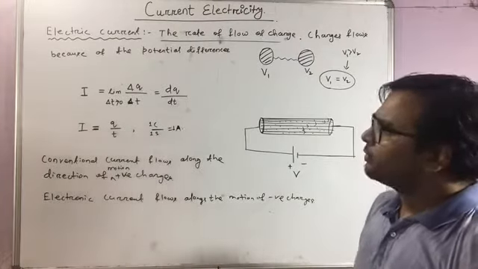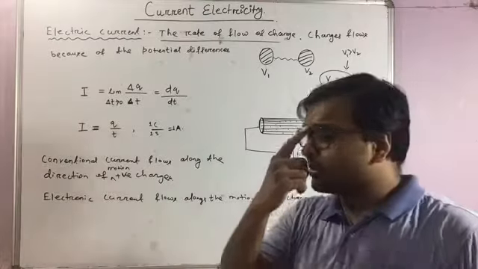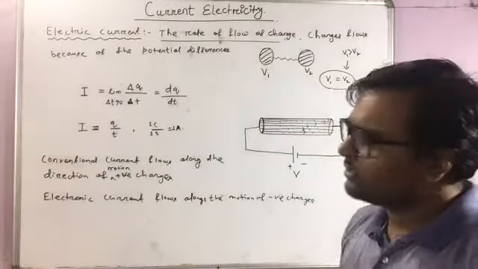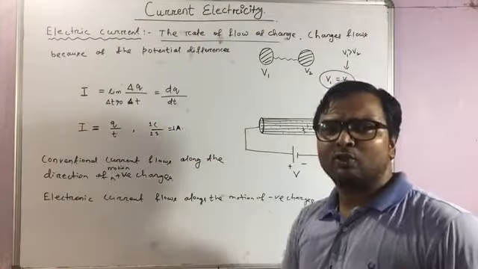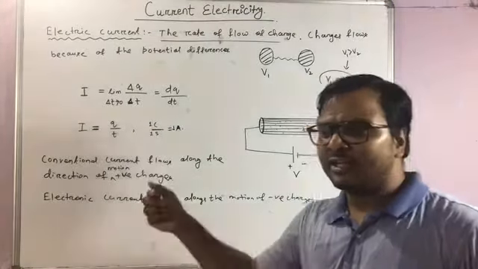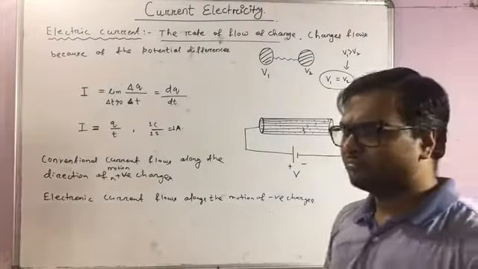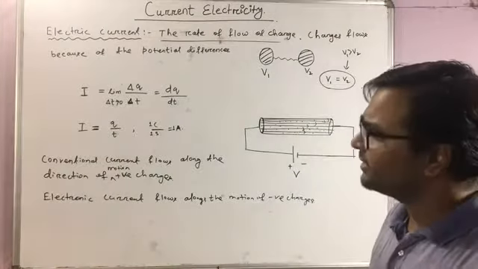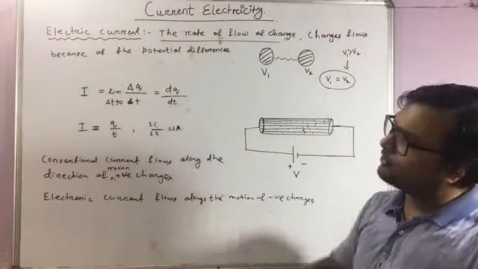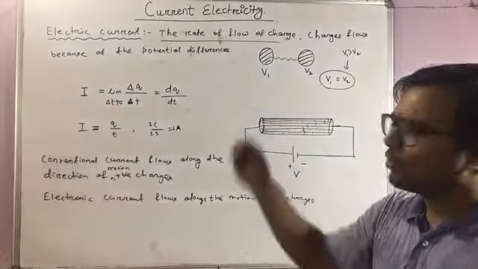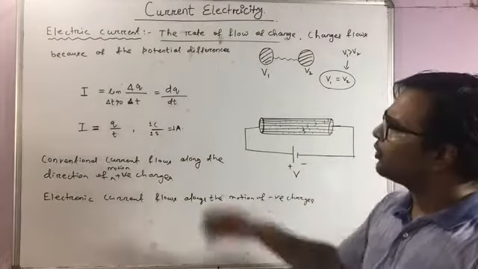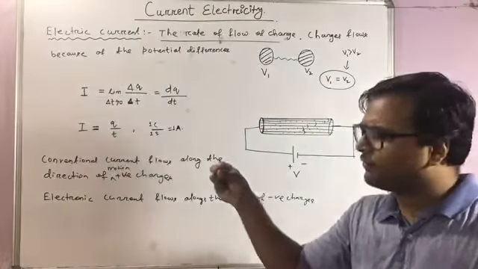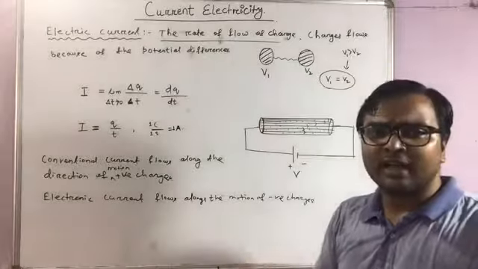Suppose you have a conductor with you. Already I have discussed conductors and insulators. Conductors are the materials that have high capability to flow charges along them. They have a large number of free electrons within them. So let us understand the flow of charge. Actually, electric current is nothing but the flow of charge. If a charge flows, then it constitutes an electric current.